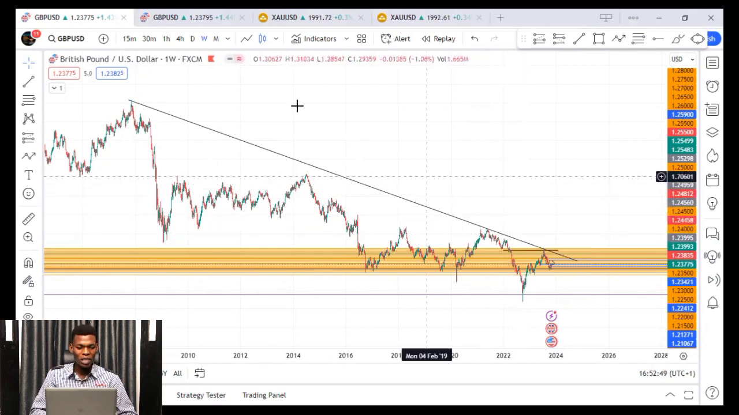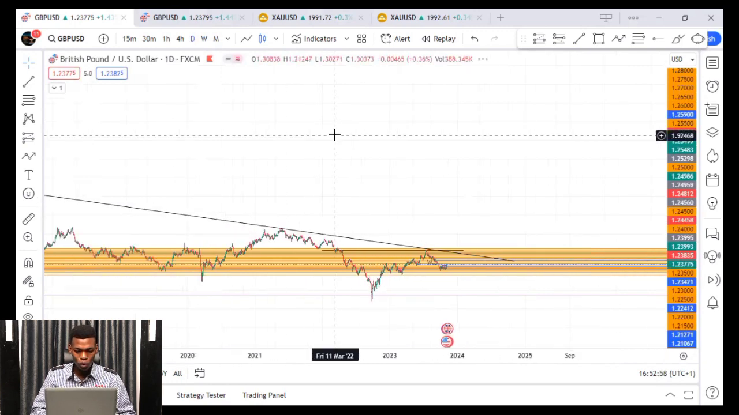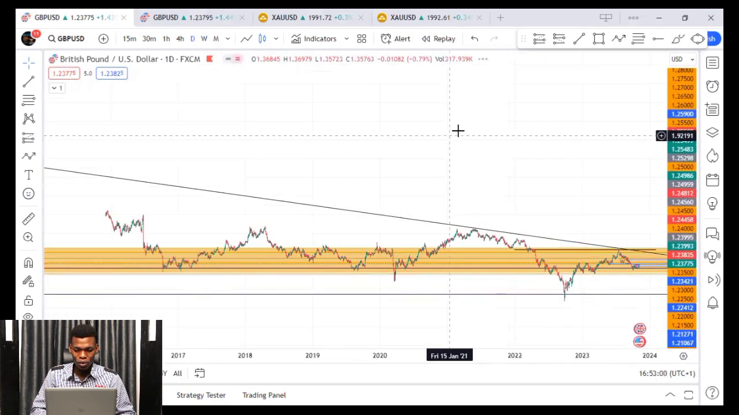All right, so let's move on and check the daily time frame as well. This is one of the things we just have to do first before we start. Okay, what do we now want to do? What do we think the market likes to do this week?